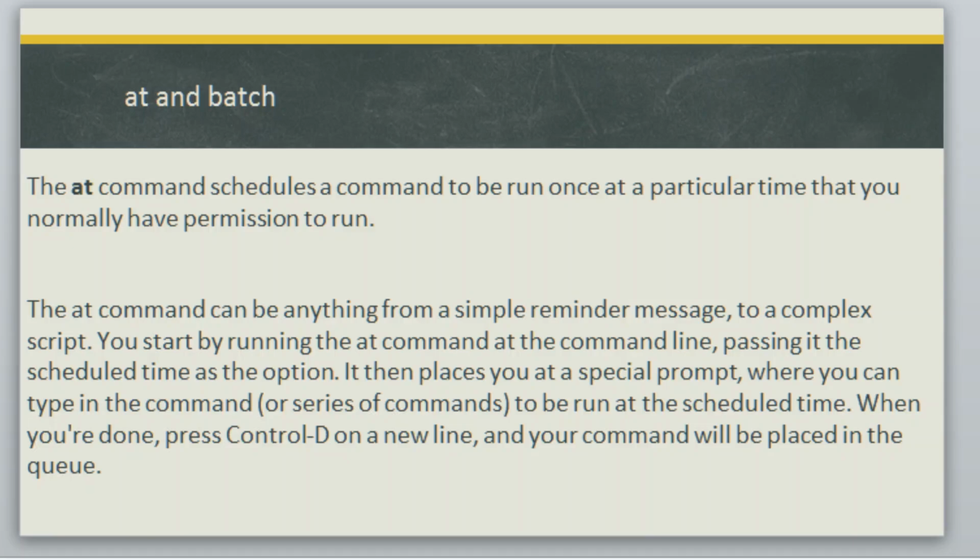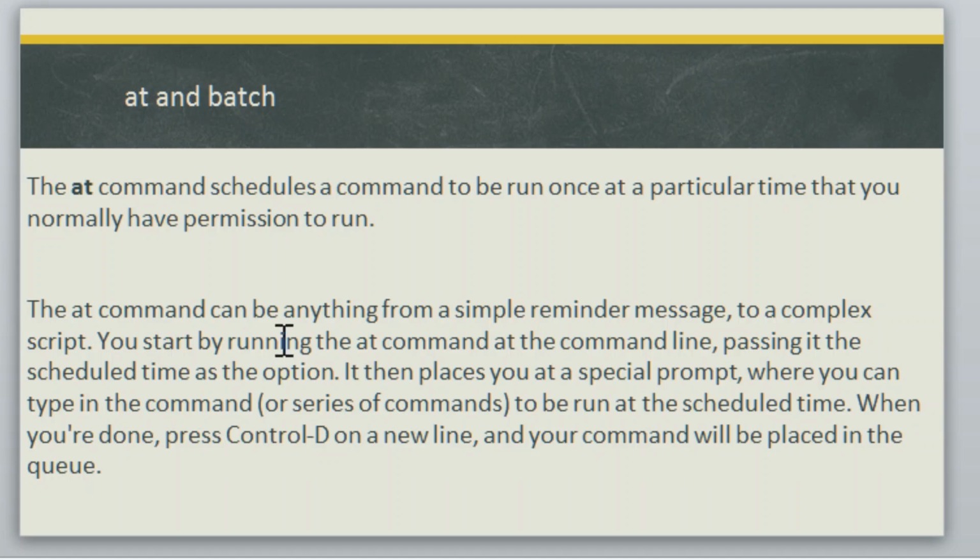All right, let's go ahead and talk about the at and batch commands. The at command schedules a command to be run once at a particular time that you normally have permissions to run. So guys, the cron jobs and the crontab are going to run every single time that date that you put in occurs. At is going to run one single time.